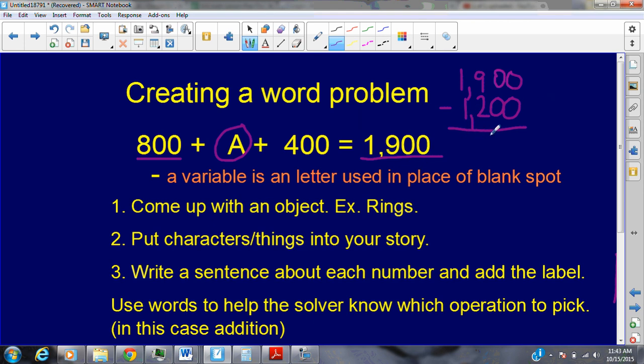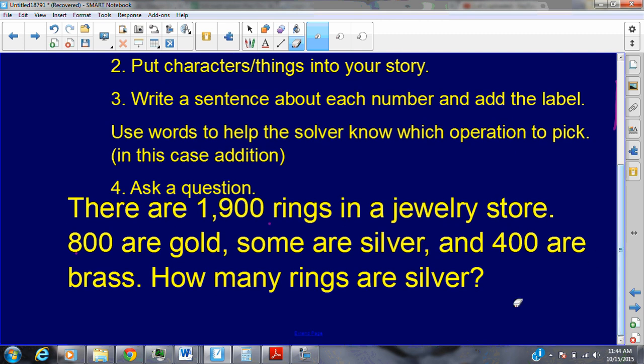So 1,900 minus 1,200: I can take 0 ones away from 0 is 0, 0 tens away from 0 is 0, 2 hundreds away from 9 is 7, and 1,000 away from 1,000 is 0. So therefore, I do not need the comma or to write a 0 at the beginning of my problem. My answer is 700. I would label that. I know I'm talking about 700 silver rings. And that is creating a word problem to match an equation.